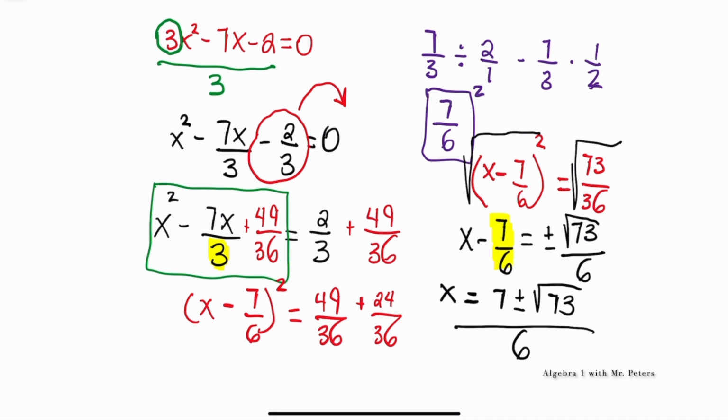Both 7 and radical 73 have the same exact denominator, so we don't need to do anything extra to combine and simplify.